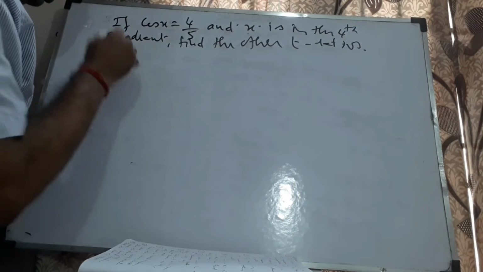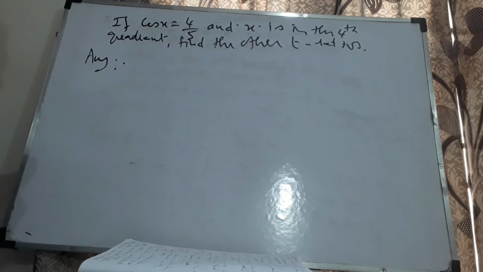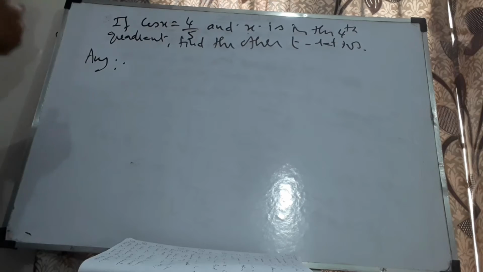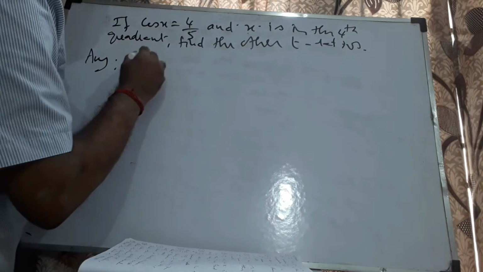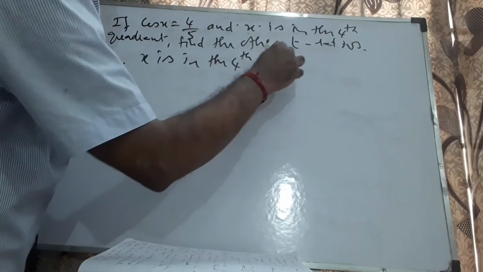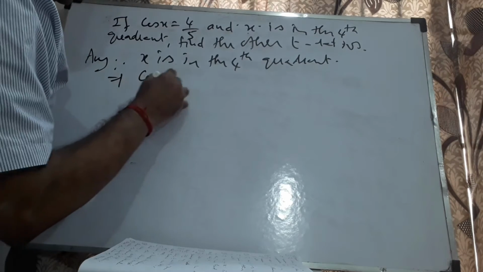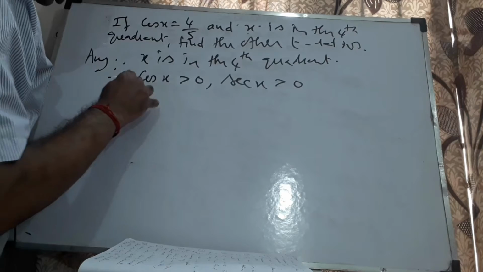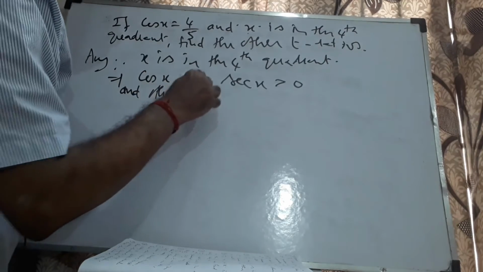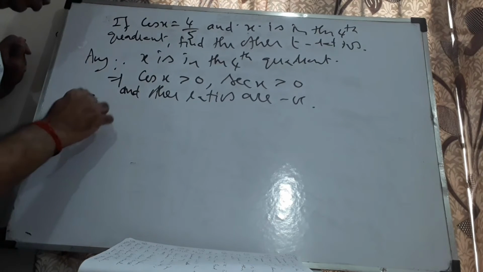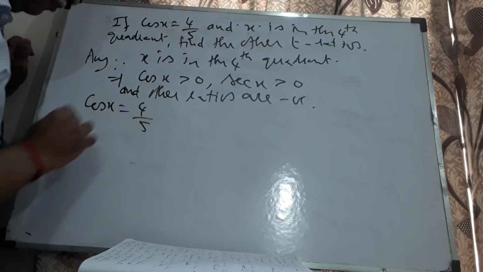Okay, you know very well, only cosine and secant are positive in the fourth quadrant. The other ratios are negative in the fourth quadrant. Therefore, x is in the fourth quadrant. Let us write that particular thing initially. X is in the fourth quadrant implies cos x is positive, secant x is positive, and other ratios are negative. Therefore, cos x is equal to 4 by 5.